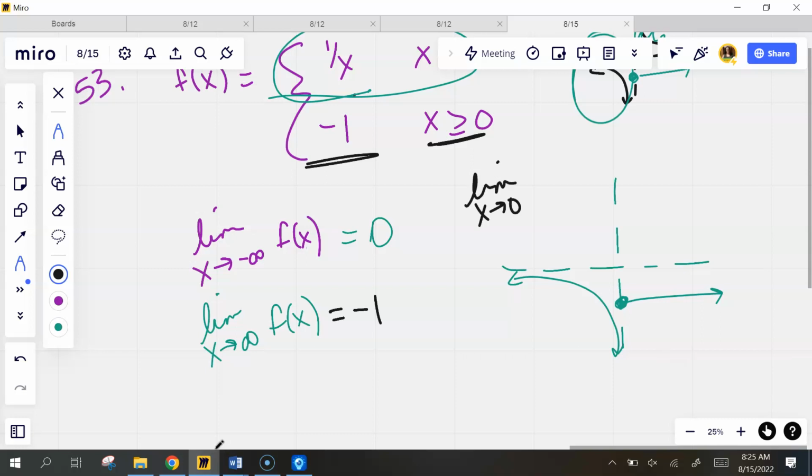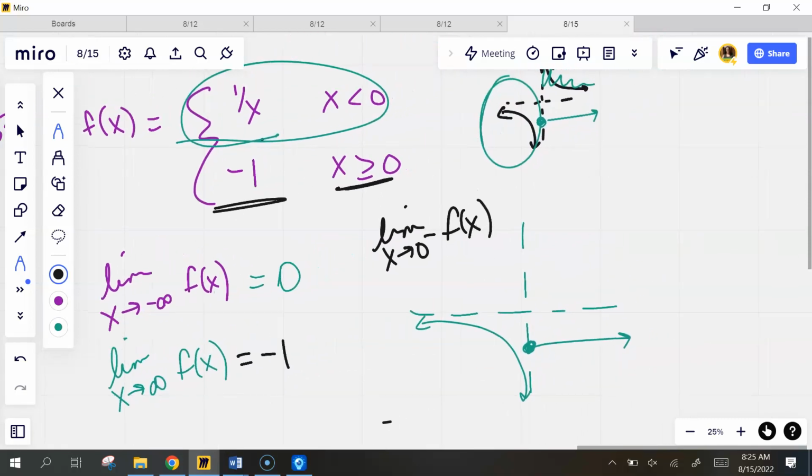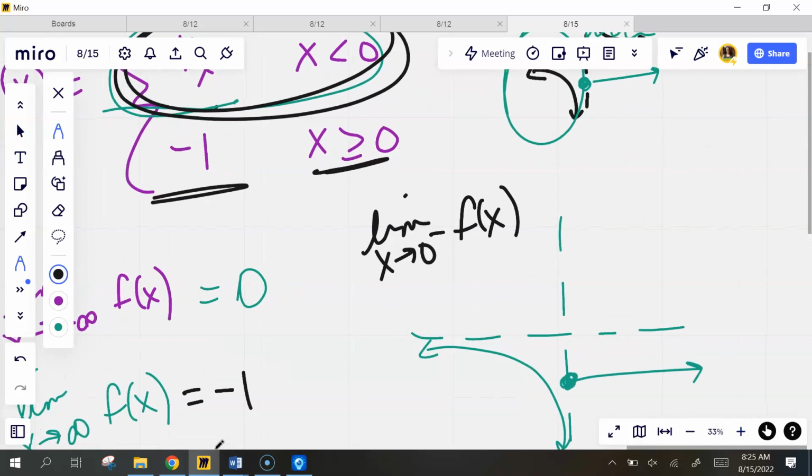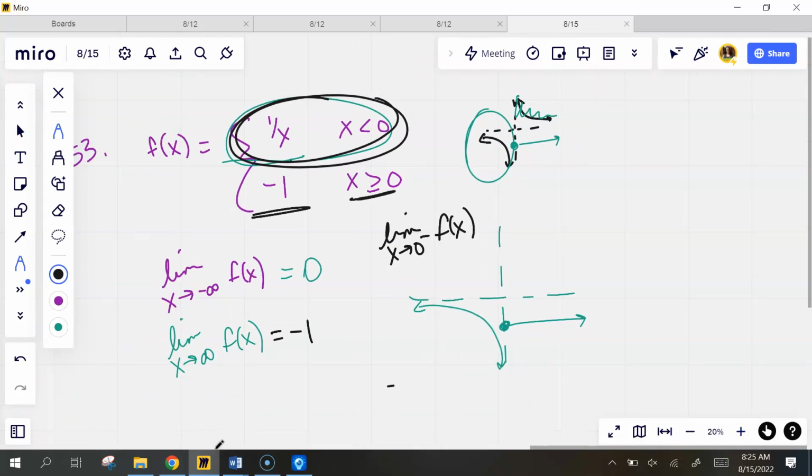How about 0 from the left? Which equation are you using? The first one. Does everybody see that? This equation is from the left because it's less than. So what is the limit as I approach 0 from the left? And this one, if you get confused, it's a little bit easier to look at the graph to see. But what is it? Negative infinity, because it's going down, right? That's on the left side of 0.